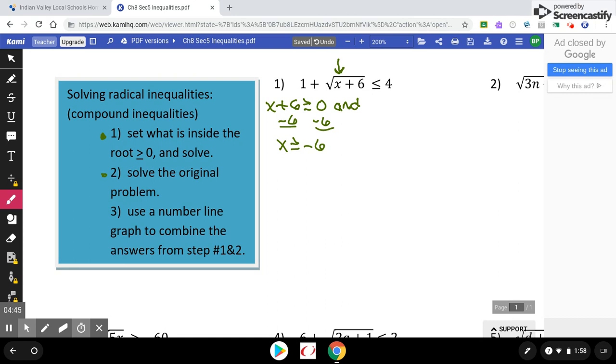So the other part, so that was step 1. Step 2 is to solve the original problem. If you understood the last part of this, which was just to solve equations, you just basically solve it like an equation. So how do I get the 1 to the other side? Subtract it. How do we get rid of a square root? We square it.